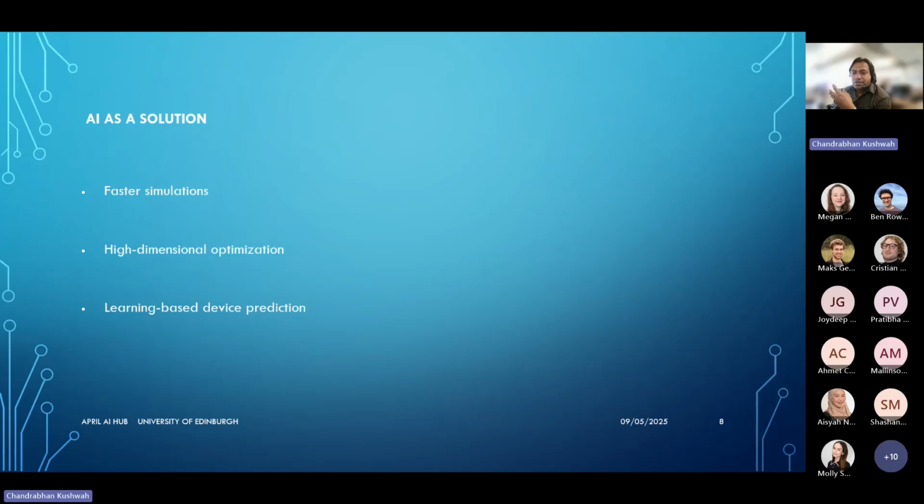This not only saves time but also opens up opportunities for real-time feedback and automated design generation. That also revolutionizes how we approach device development. So I think the AI could be very helpful in this kind of situation and provide some solutions for the device design.